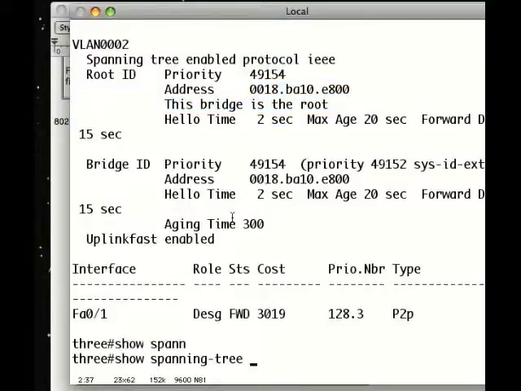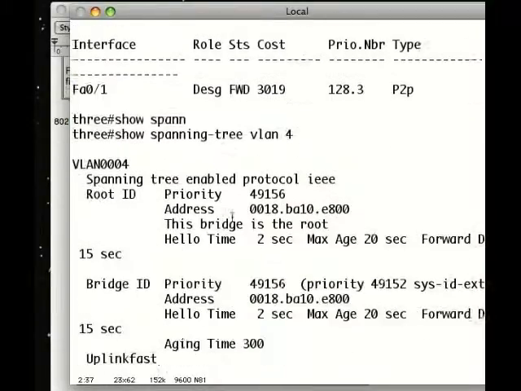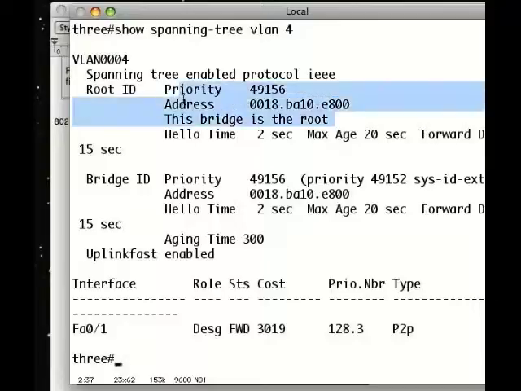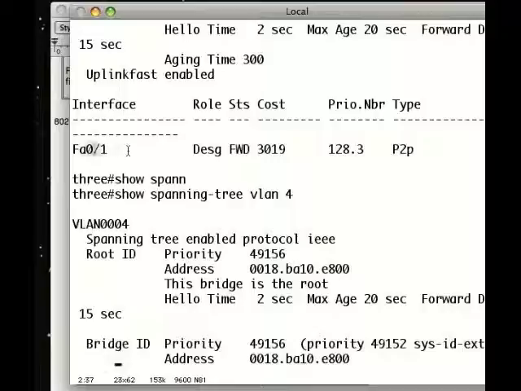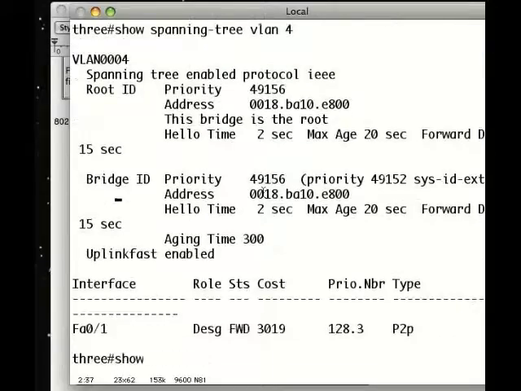Show spanning tree VLAN 4. Again, this bridge is the root. And you can see the only interface in VLAN 2 and VLAN 4 is fast Ethernet 0/1, because I don't have any access ports in VLAN 2 and I only have the trunk in VLAN 2. Show int trunk.